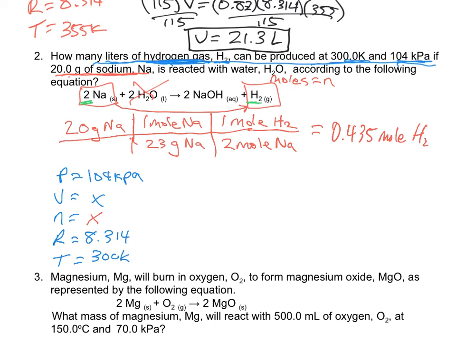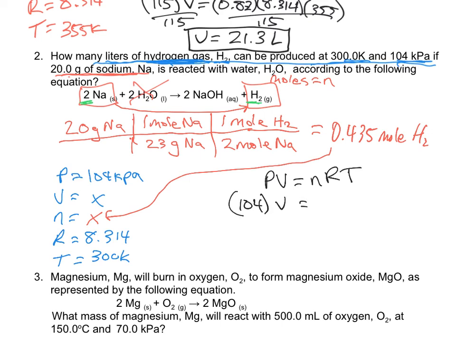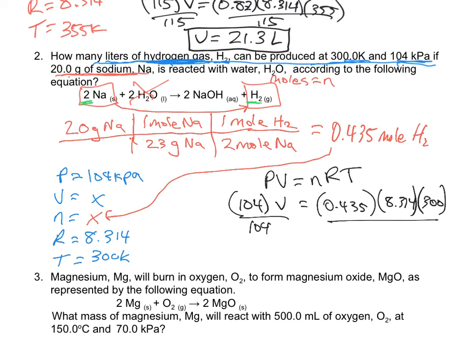All right, so I'll be able to plug that in, and now I can just do the ideal gas law, PV equals nRT, and plug these values in. So 104 times V equals 0.435 times 8.314 times 300. Divide both sides by 104.